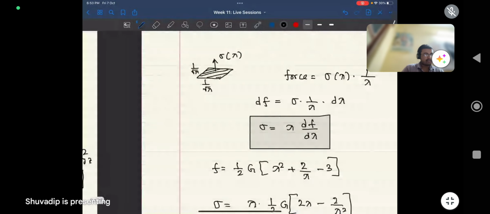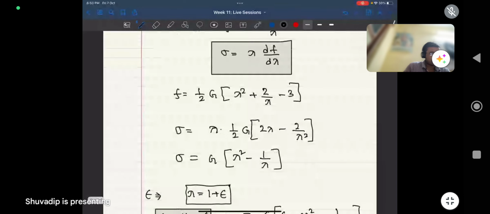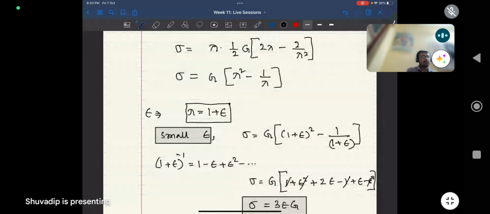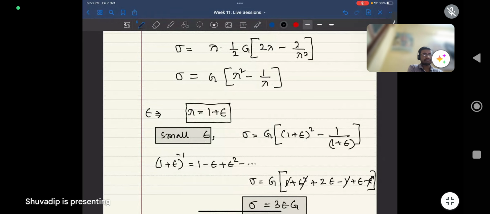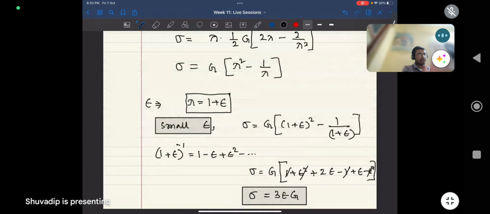Then we defined how the change in free energy is related to stress, and using that relation we got the stress is equal to G into lambda square minus 1 by lambda. Now we put lambda is equal to 1 plus epsilon, and using the idea that we can expand 1 plus epsilon to the power minus 1 in the small epsilon limit, we got that relation sigma is equal to 3 epsilon G. So this is the desired relation. Okay.